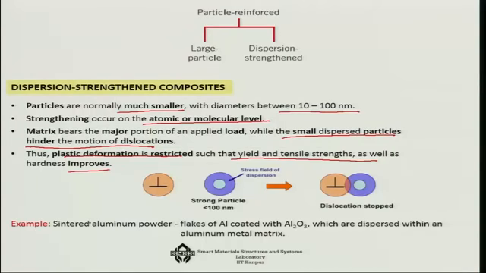So, one of the examples is the sintered aluminum powder and flakes of aluminum coated with Al2O3. These are dispersed within an aluminum metal matrix to get ceramic metal composites or CMCs. So, this is one of the examples of dispersion strengthened composite.